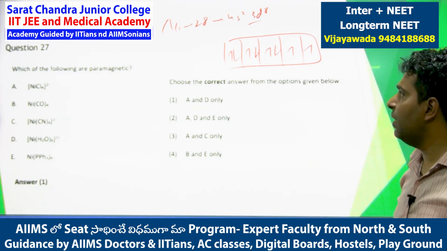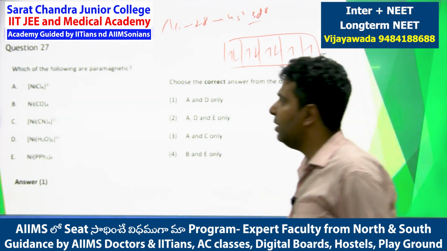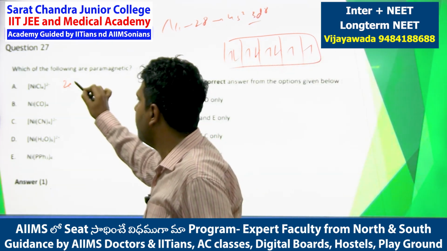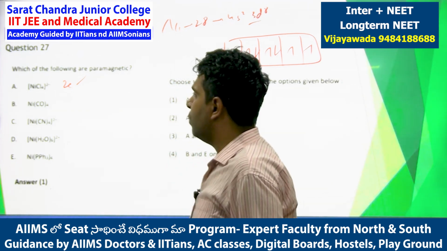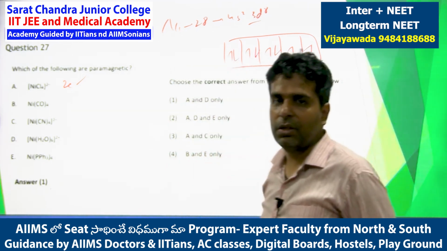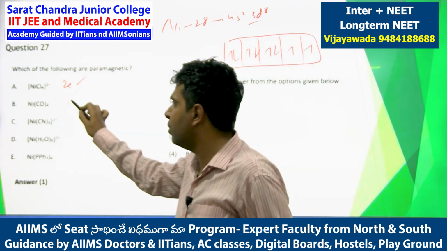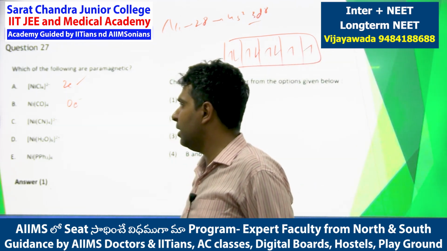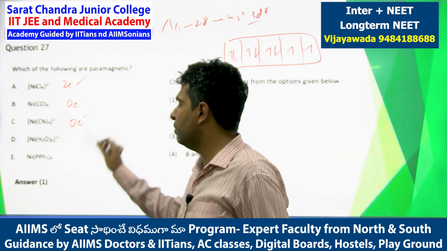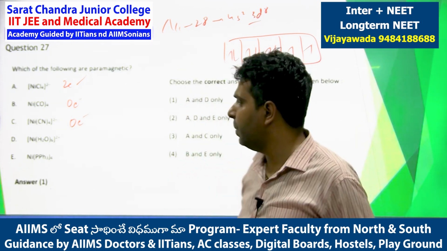Now chlorine is a weak field ligand that will not cause pairing. So there will be 2 unpaired electrons. So that is paramagnetic. Now carbonyl, that is carbon monoxide, is a strong field ligand that will cause pairing. So no unpaired electron will be there. So this will be diamagnetic. Cyanide is also a strong field ligand, so no unpaired electron, it will also cause pairing.